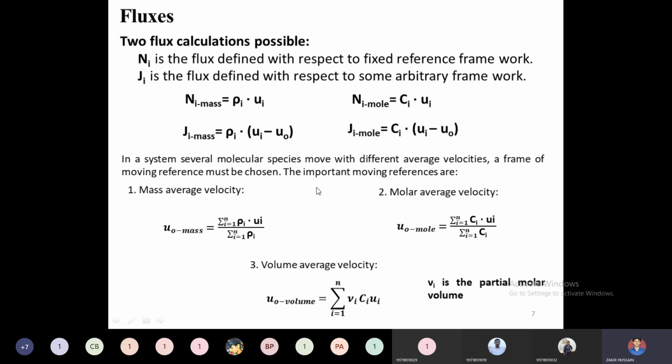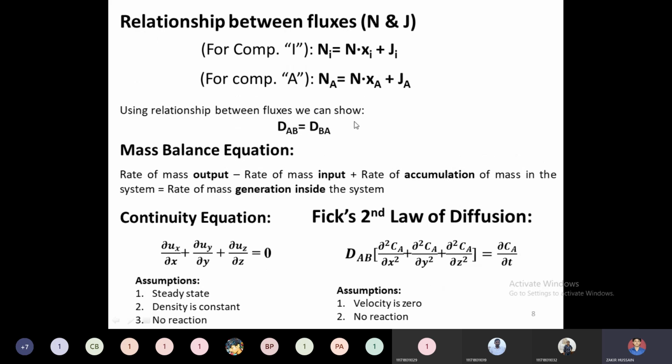In place of this u naught, we will substitute this one. So these are the definitions for the fluxes. What is the relationship between these two fluxes, Ni and Gi? We need to adopt that one also. For deriving, we are assuming this is a steady state process. Steady state means which is independent of time. So this is the relationship between fluxes.